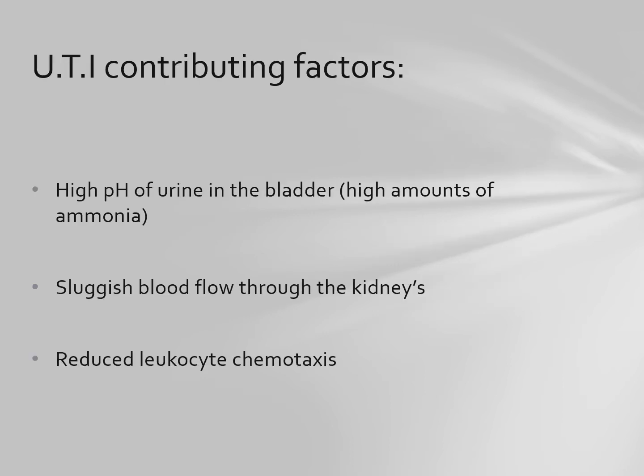Some contributing factors to people getting a urinary tract infection would be if they have a high urine pH in the bladder. If you have high amounts of ammonia or an alkaline pH, this could cause bacterial infections and bacterial multiplication. If you have sluggish blood flow through the kidneys or poor filtration of waste through the kidney, you're more going to be prone to urinary tract infections. If you also are prone to reduced leukocyte chemotaxis, where the white cells don't migrate to the site of infection, this can lead to a urinary tract infection as well.